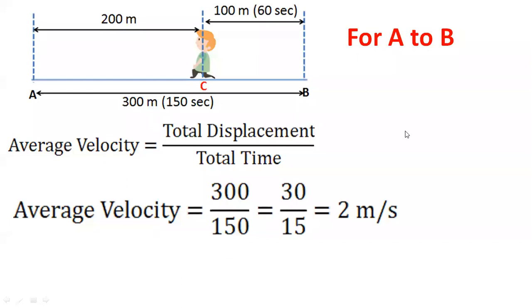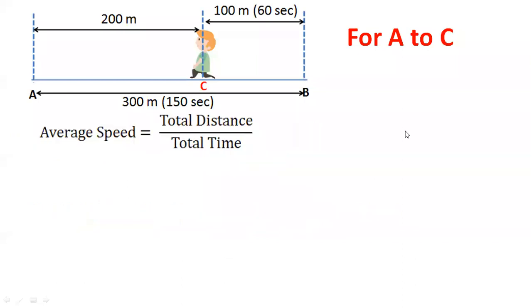Okay. Now let us try to find out the situation for A to C. Now they are saying calculate from A to C. Matlab we have to take into account B also, but the final position is C for A to C. Now let us calculate average speed first. What is the total distance in this case? Total distance we have to calculate separately. Okay, so I will show it to you separately. How to calculate total distance?